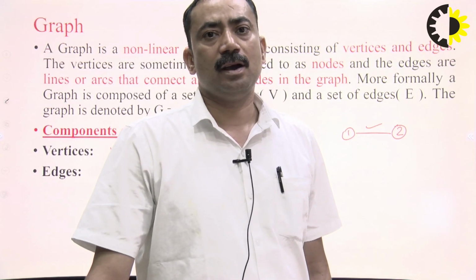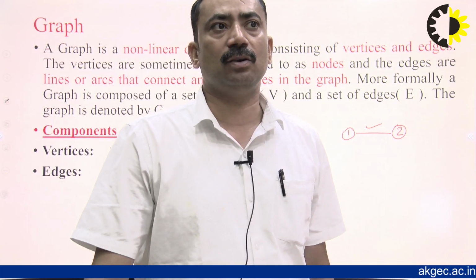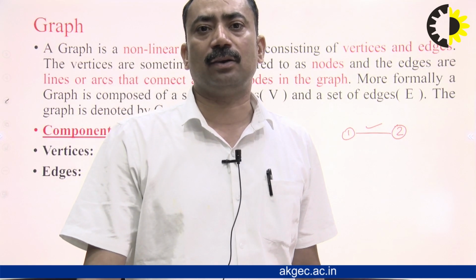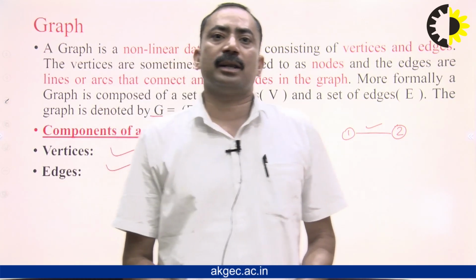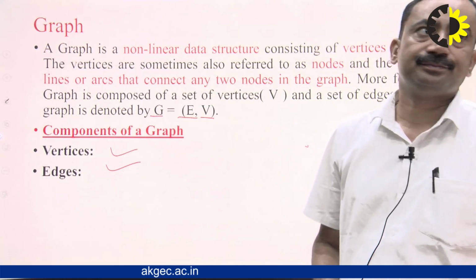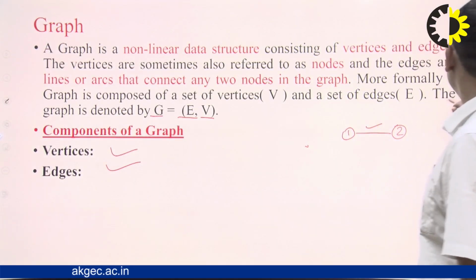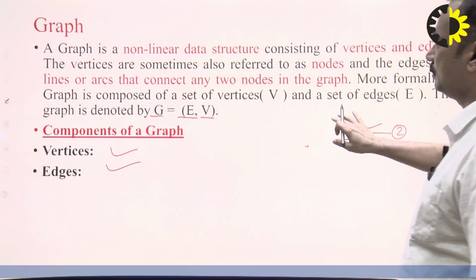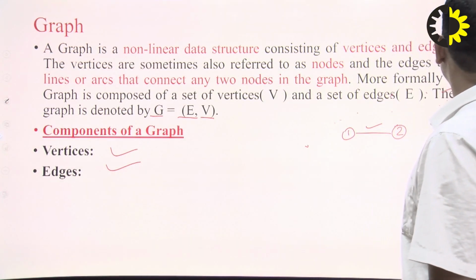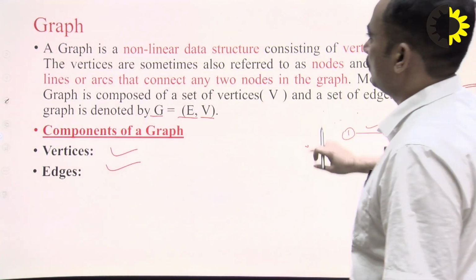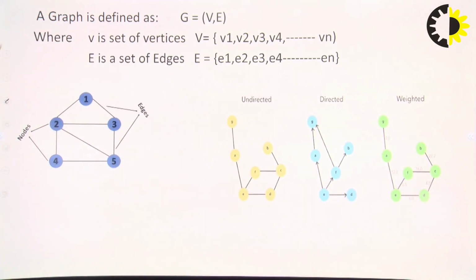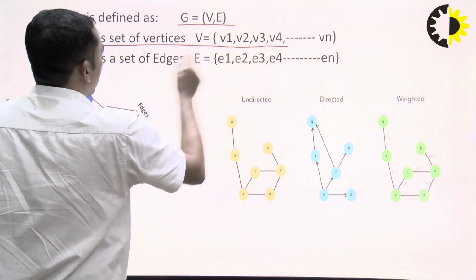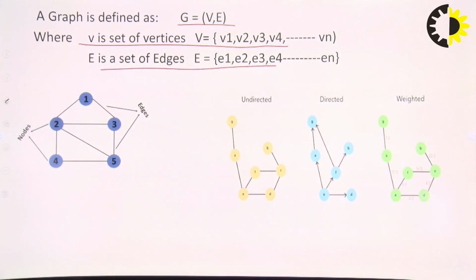A real world problem can be modeled with the help of a graph, a non-linear data structure. Before this, we already discussed the tree. So, a tree is also a part of a graph, or a restricted graph. A graph can be defined as a set of vertices and edges, where V is the set of vertices and E is the set of edges, E1, E2, E3, E4, up to En.